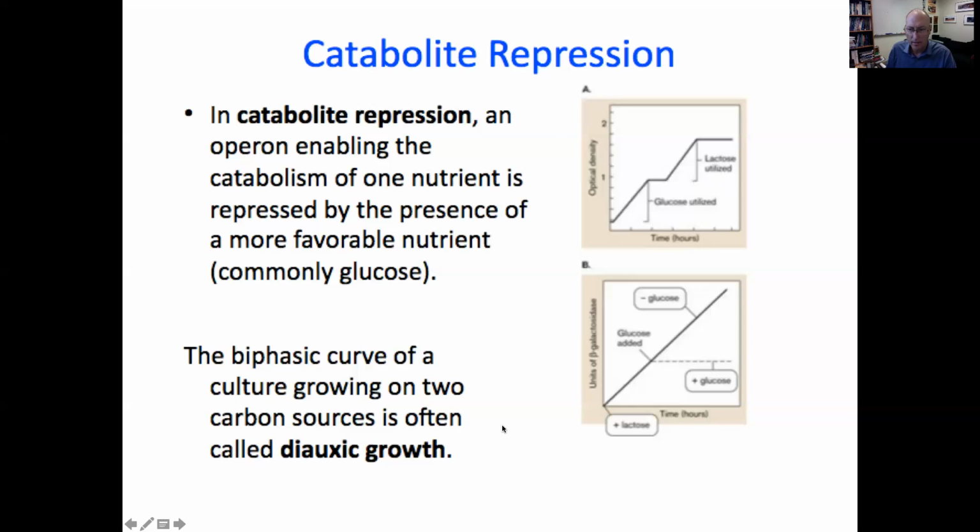If you look at beta-galactosidase activity, you can see that if you add glucose to a culture, you'll turn off the expression of beta-galactosidase. Now, I think this slide is going to be a little confusing, so we'll go over it more in the live lecture.